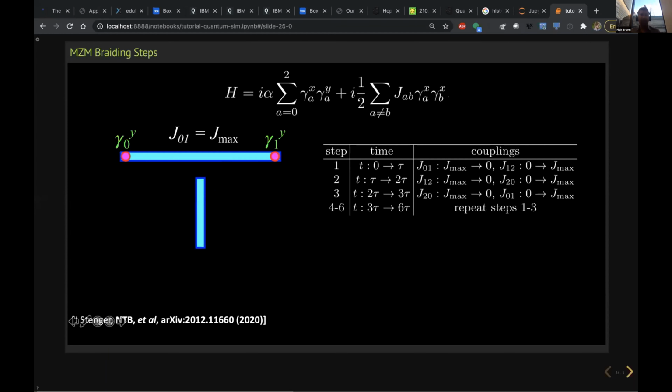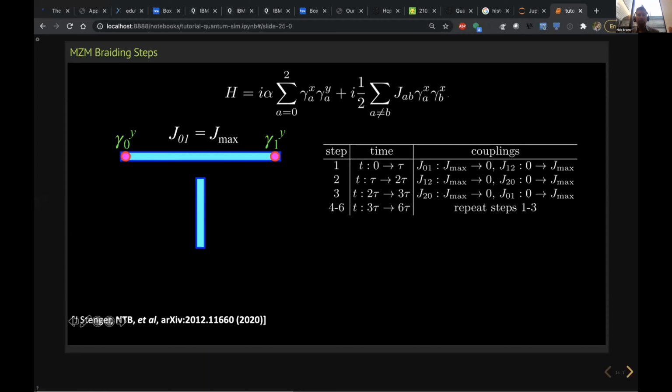So basically, here's what we're going to start with. We're going to say our J01 is at its maximum value, so we've got maximally coupled Majoranas on the input side of the left and right wires. We're just going to talk about what I'm labeling here as gamma 0 and gamma 1 as the Majoranas on the outside that we're going to braid around each other. And then we come up with a schedule. We have a time-dependent Hamiltonian we want to simulate.